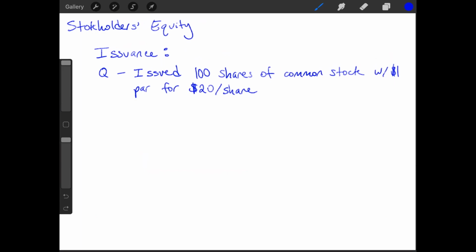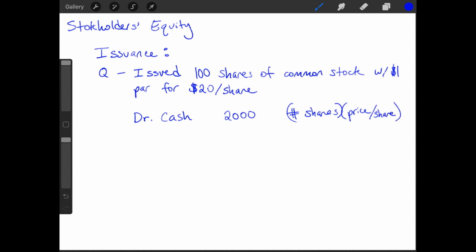In this first example, we issued 100 shares of common stock with $1 par for $20 per share, and so always the first step is to debit cash for the amount of cash you receive, which in this case will be $2,000, or the number of shares times the price per share. That will be the same for any type of issuance journal entry.